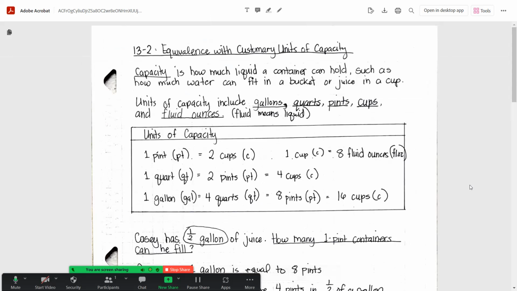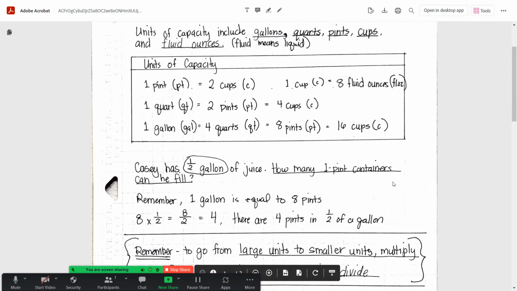And the units that we're going to look at are going to be gallons, quarts, pints, cups, and fluid ounces. Now, the word fluid just means some kind of liquid, because we also have ounces when we're measuring weight. So when we're talking about fluid ounces specifically, we're talking about measuring with liquids. Our conversion table is right here. So 1 cup is 8 fluid ounces, 1 pint is 2 cups, 1 quart is 2 pints or 4 cups, 1 gallon is 4 quarts or 8 pints or 16 cups.